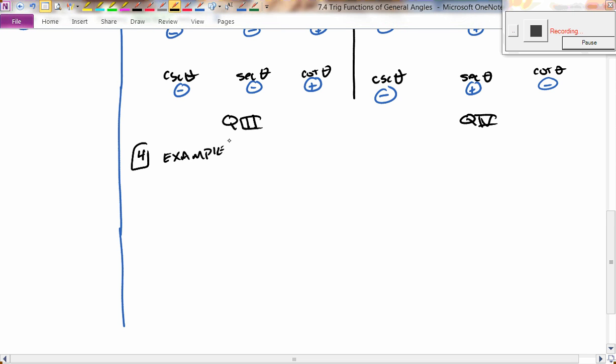Okay, so the directions are really long-winded, so I'll read them to you, and then we'll write down the pertinent information. Find the exact values of all 6 trig functions of a positive angle theta, so theta is positive, and you know that (4, negative 3) is a point on the terminal side of theta.